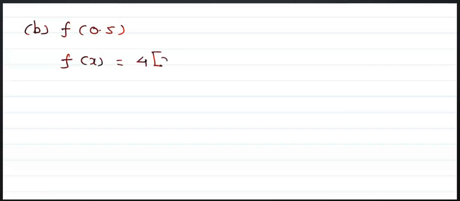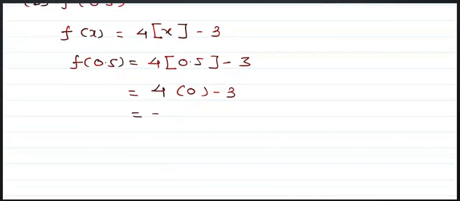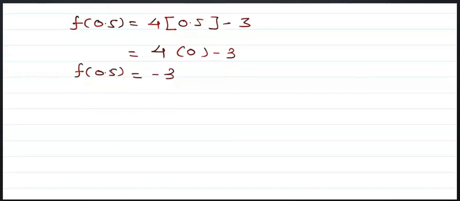Again f of x is equal to 4 into the greatest integer of x minus 3. Now f of 0.5 is 4 in bracket the greatest integer of 0.5 minus 3. What is the greatest integer? It is 0. That is 4 into 0 minus 3, which overall is minus 3. This is the answer.